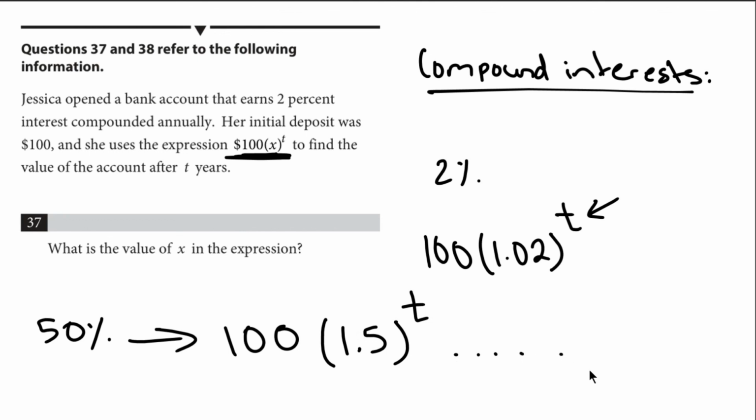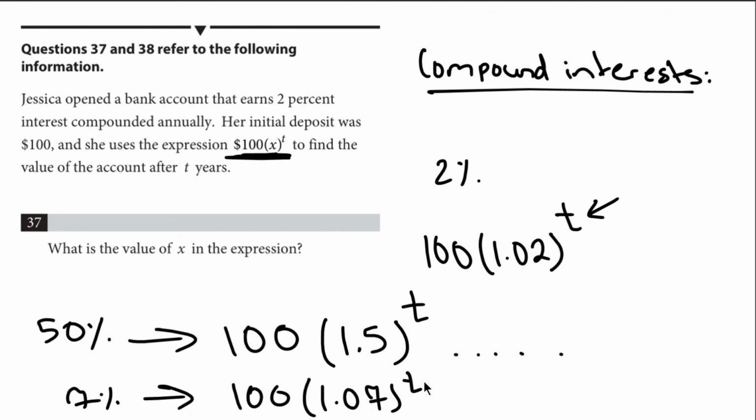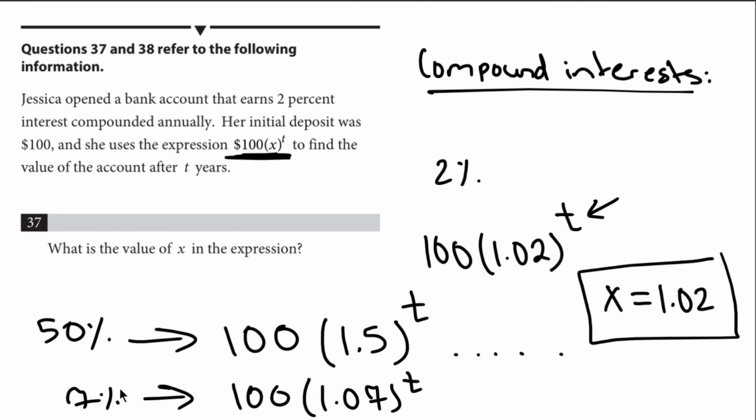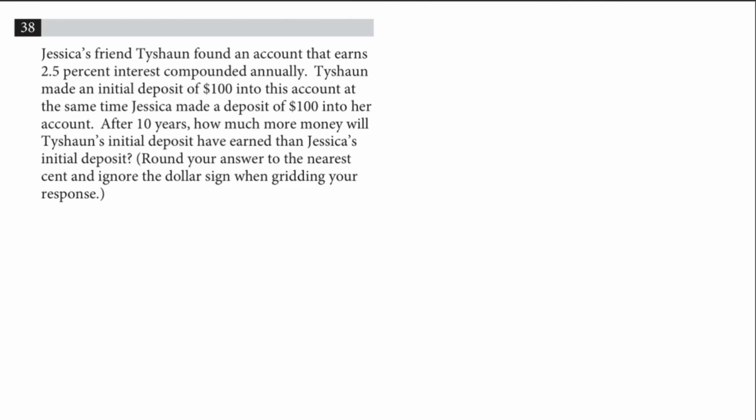And from here you can look at any percentage. If it was 7%, then we would have to multiply 100 by 1.07 and raise it to the amount of years. So in this case, x, that is whatever is inside the parentheses and whatever is raised to the power of years, is 1.02 because it's 2% compound interest. So x is equal to 1.02. Now let's go to the next problem.